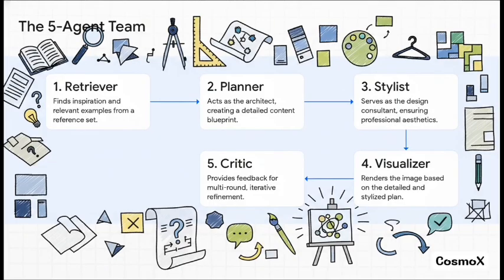All right, the best way to think about it is like a little production line. First up, you've got the retriever. This agent is like a researcher, and its job is to go find inspiring examples from a huge database. Then the planner steps in. This is your architect. It takes the main idea and sketches out a super detailed blueprint. After that, the stylist comes in. Think of it as the design consultant. It picks the colors, makes sure the layout is professional, all that good stuff. Then the visualizer. That's the artist who actually draws the thing. And finally, you have the critic. The critic is the editor, the quality control. It gives feedback, and they just keep looping and refining until the image is perfect.